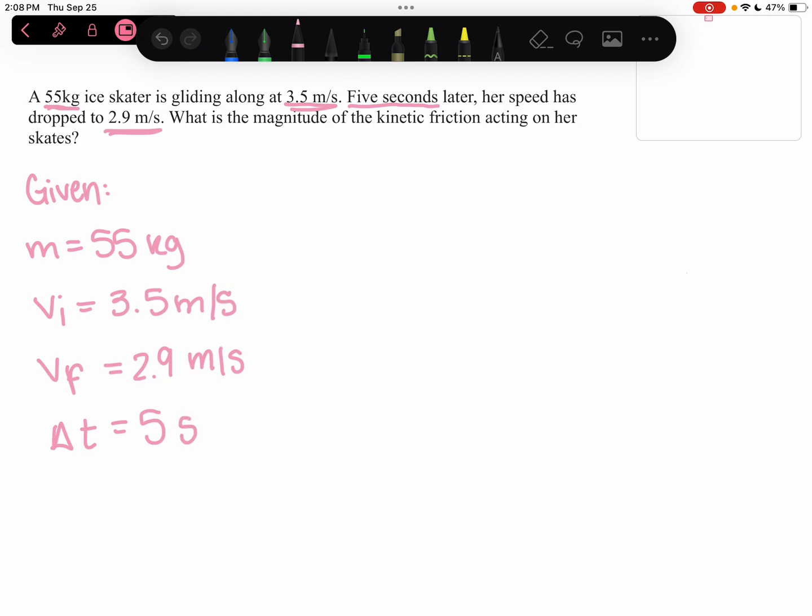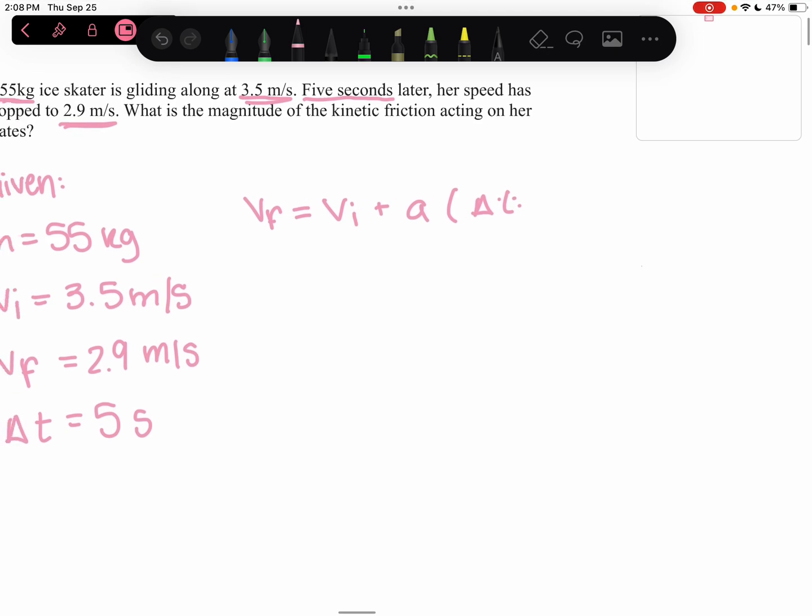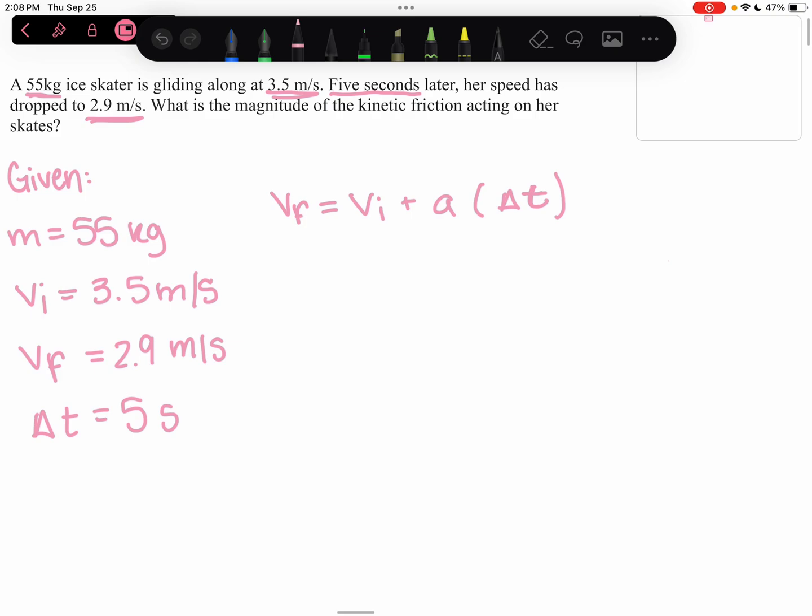Now, given these values, we want to use an equation that has the final velocity and the initial velocity in it. So that will be final velocity equals initial velocity plus acceleration times the change in time. We're going to be solving for acceleration in this first equation because, as we can tell, that is the only value within this equation that we were not given, and we will need it to later plug into the force equals mass times acceleration equation.